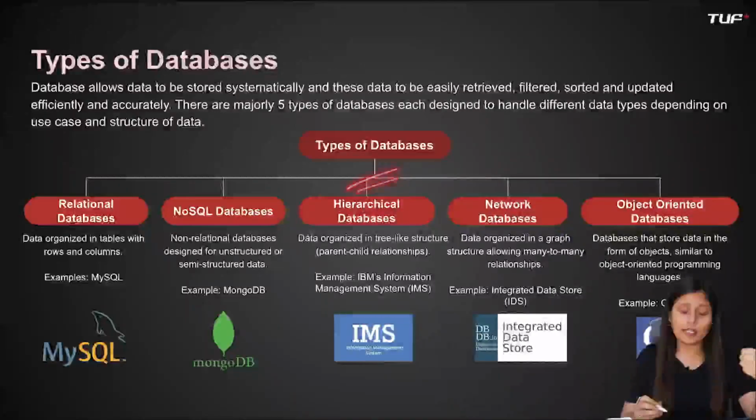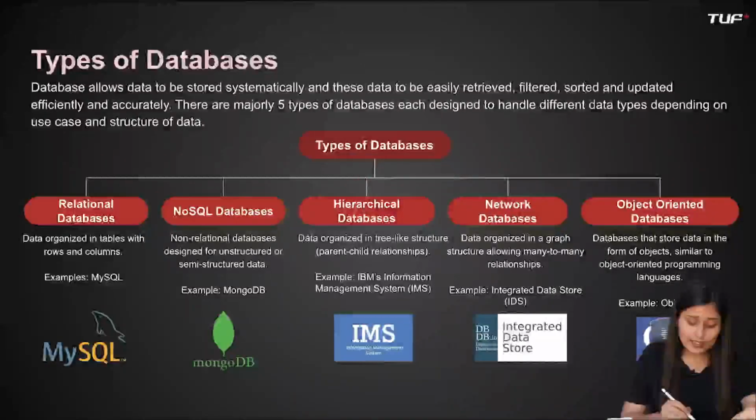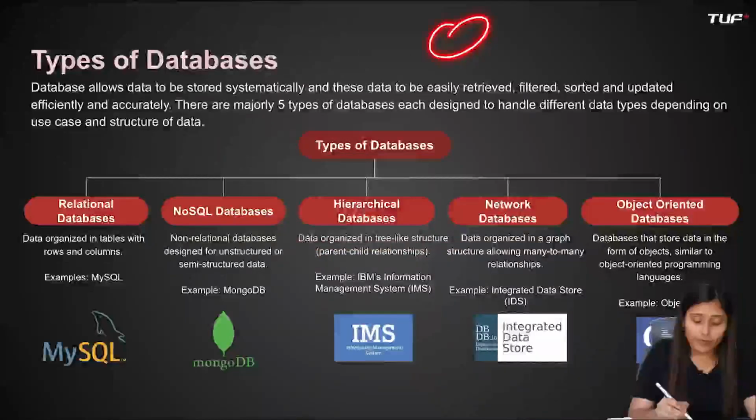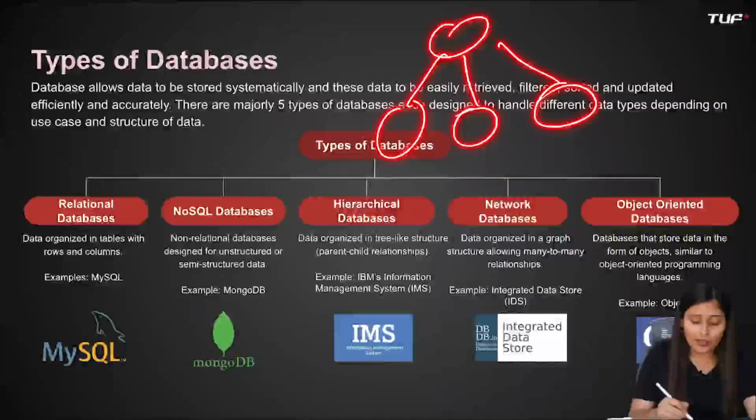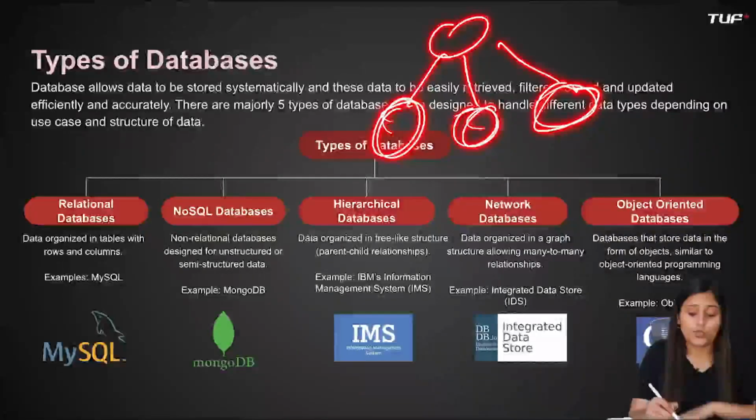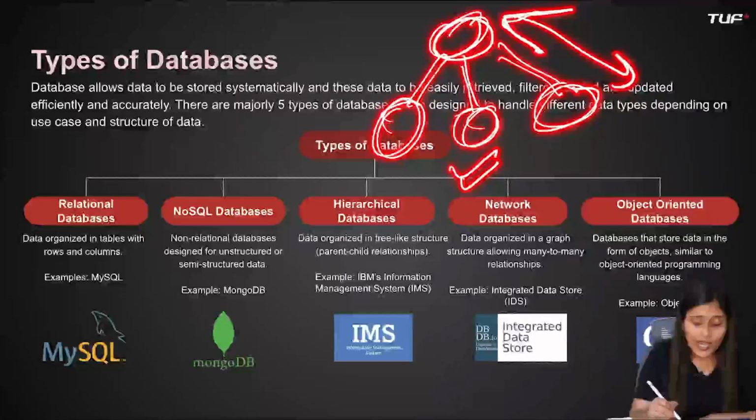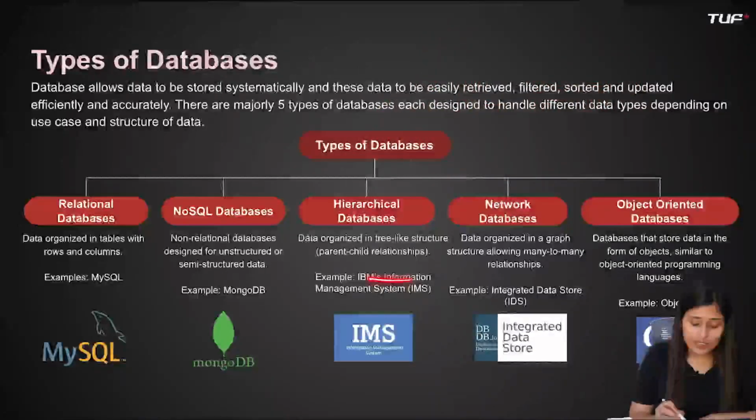Another is hierarchical database. In this, the data is organized in a tree-like structure. So basically we have a parent, and the parent can have multiple children. So it has a one to many relationship. Why? Because one parent can have multiple children, but every child has only one dedicated parent. IBM's Information Management System, that is IMS, is the example of hierarchical database.